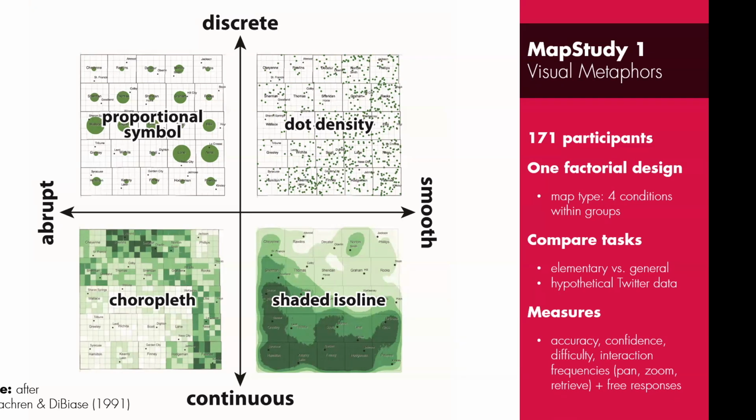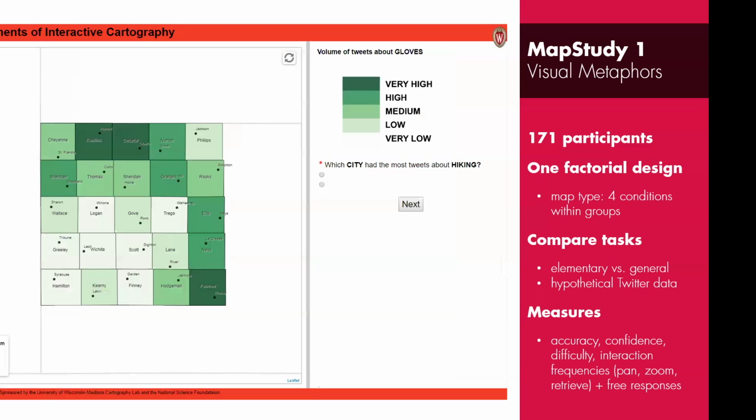And so we ran a map study, where I had one factor. We're looking at these four groups. We were looking at hypothetical Twitter data in this really great region to study in Kansas, where it almost has like a perfect alignment of actual data. Again, for an interactive map, we needed to actually have a base map.